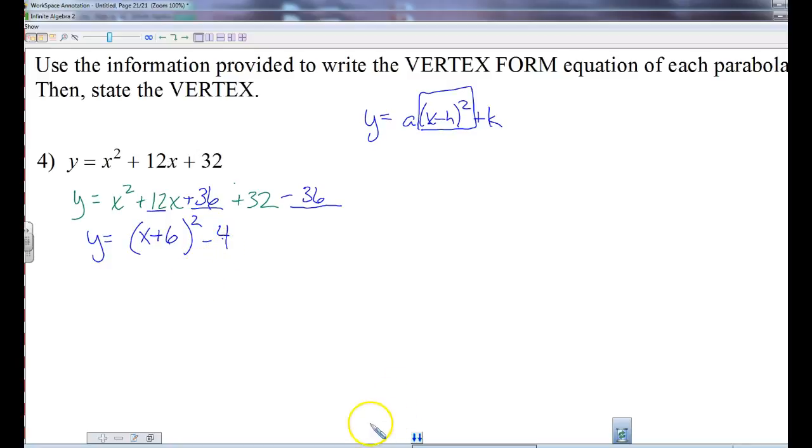Now that it's in that form, I can ask you, what is the vertex? Well, you remember how to get a vertex. The vertex is the opposite of what's in here and what's out here. So the vertex of this parabola is negative 6, negative 4.